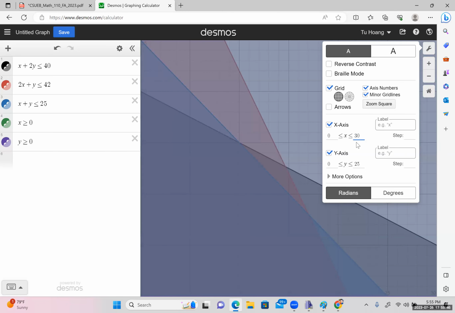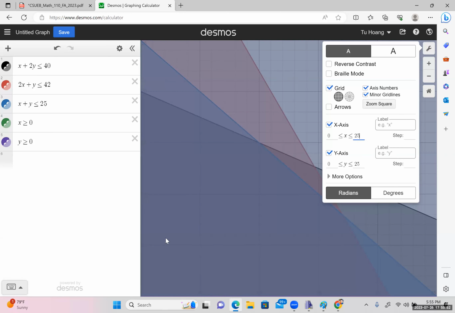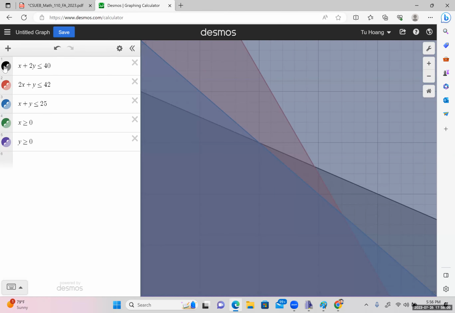We don't really need it up to there, but maybe 25, that's good enough, because you see that the overlap region, the feasible region, is just this one over here. So I don't think we have to go further than that. That should be okay. Maybe I need to use a different color. They don't have so many different colors, but that's okay, that's fine.